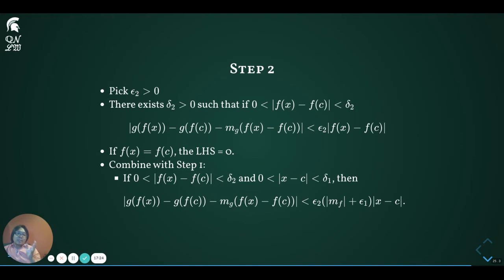Correspondingly, g tells us that there is a delta 2 such that if the inputs f of x and f of c differ by no more than delta 2, we have the approximation shown in the displayed equation here. Notice that f of x is playing the role of y here. The approximation is linear in y, or linear in f of x, but it is not a function that is linear in x.